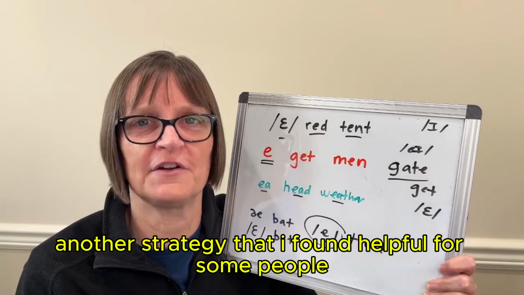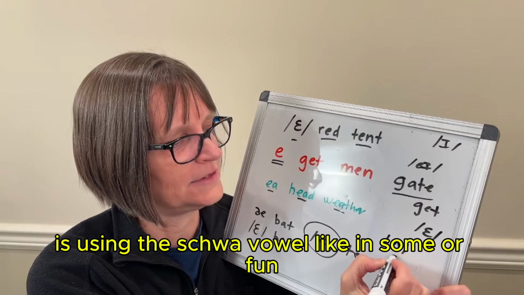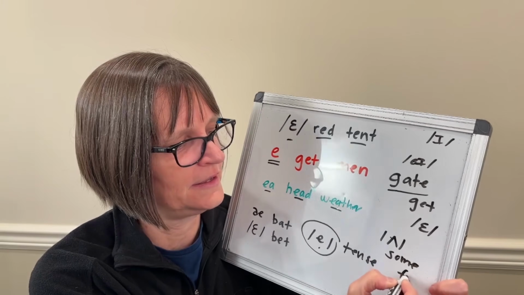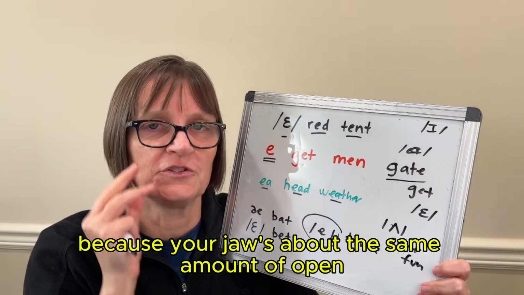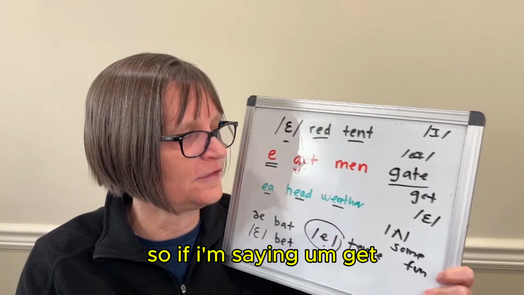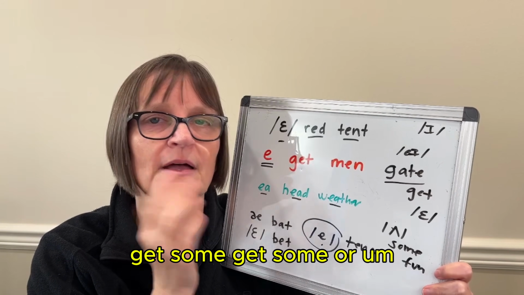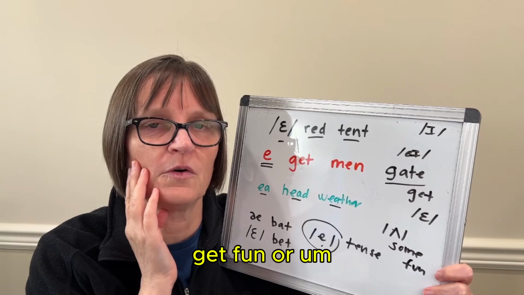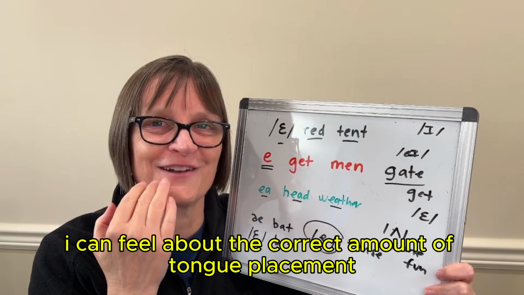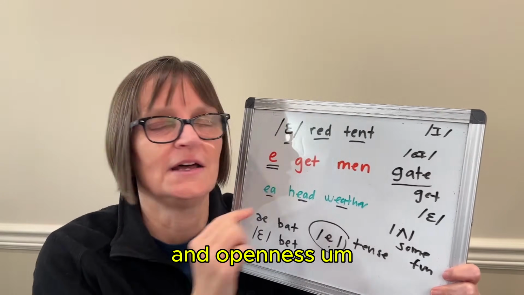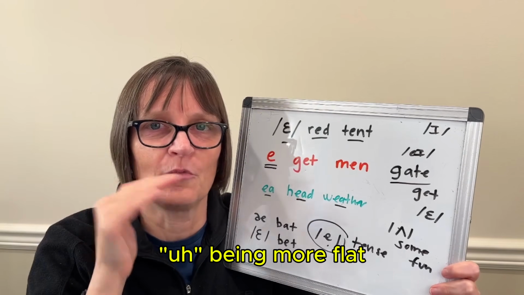Another strategy that I found helpful for some people is using the schwa vowel, like in some or fun, which is a little bit more flat, more central vowel, because your jaw is about the same amount of open. So if I'm saying get some, or get fun, or fun men, I can feel about the correct amount of tongue placement and openness, just with the back of the tongue more lifted and the being more flat.